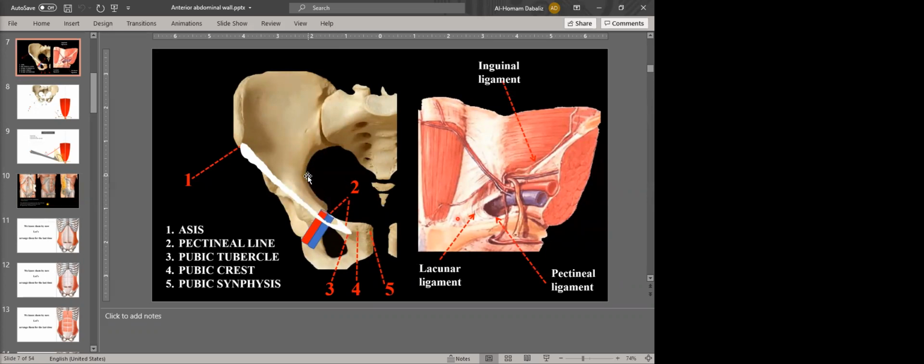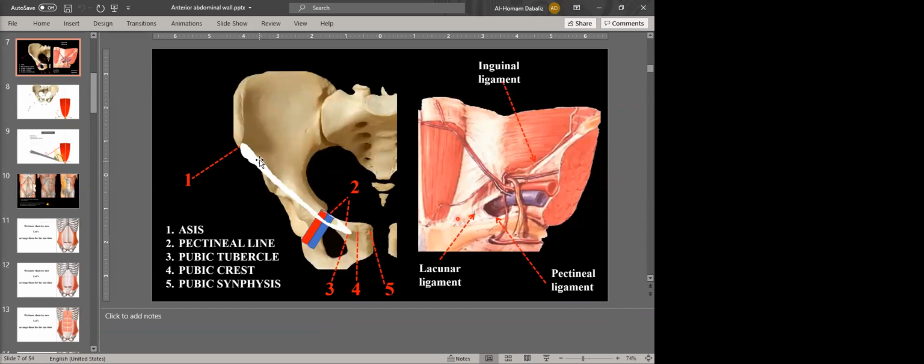Anyways, so that's our pectineal line, and then we have the inguinal ligament. The inguinal ligament goes from the ASIS to the pubic tubercle, yeah? And then it basically does a U-turn and runs on the pectineal line.